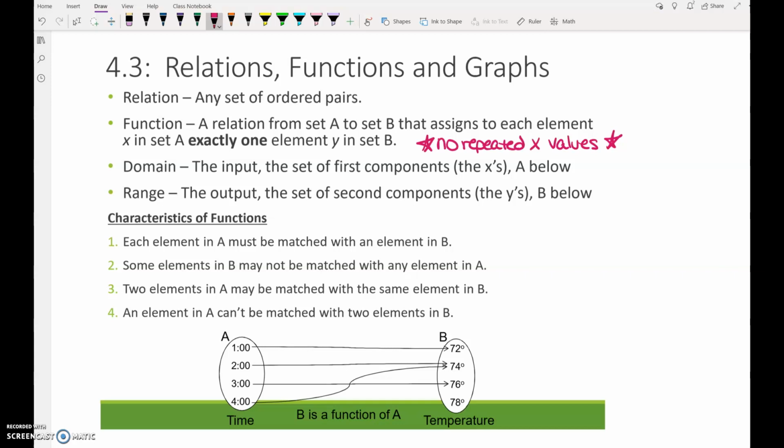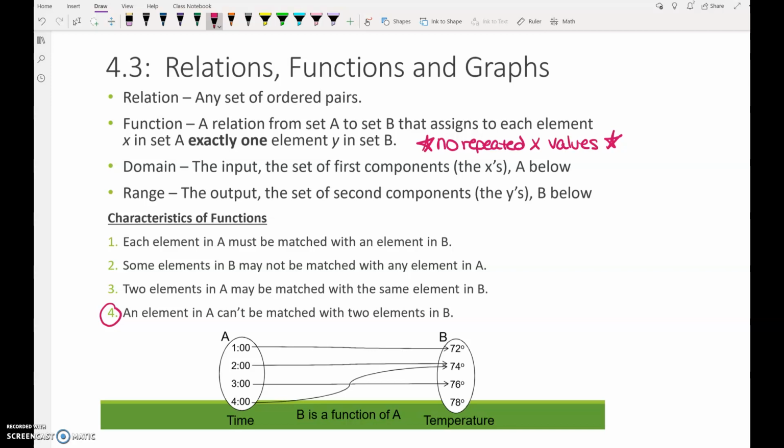The domain is the input, like the x values. The range is the output, the y values. And here are the characteristics of functions. This thing at the bottom is called a mapping diagram. The biggest thing is number 4. An element in A can't be matched with 2 elements in B.